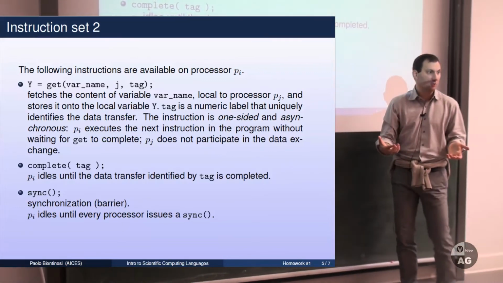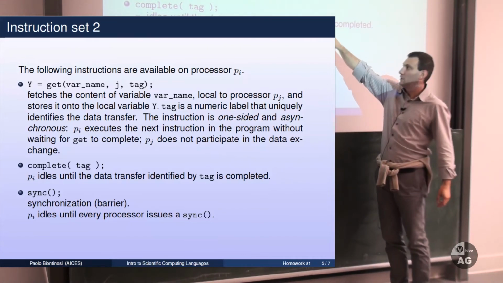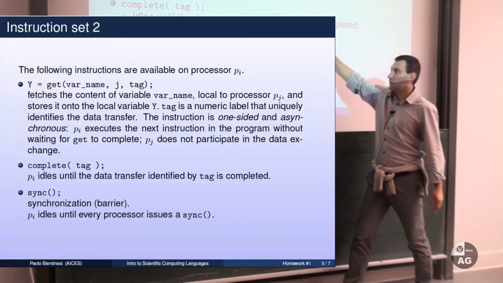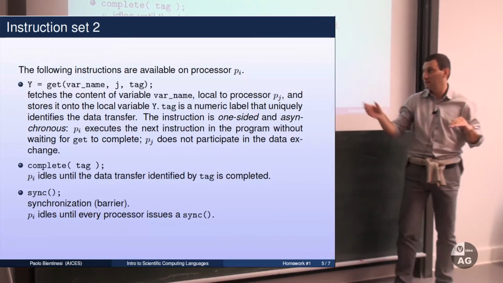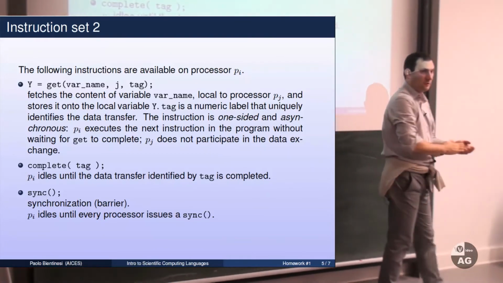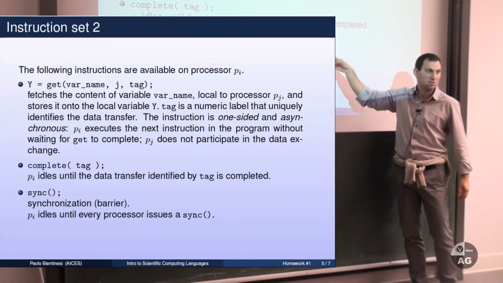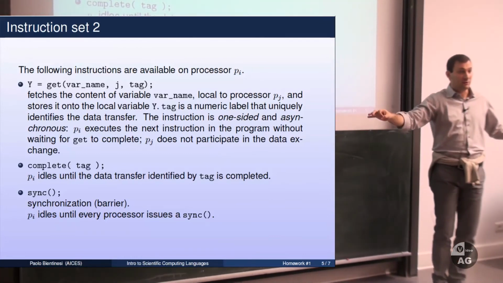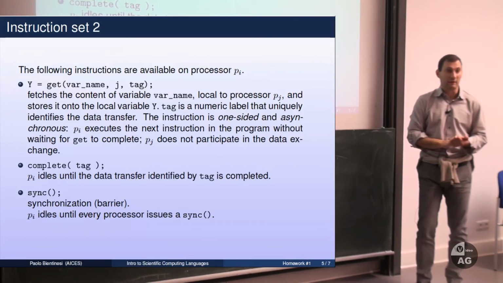So how do you know when the communication has actually completed? Well, with the complete statement. The complete is synchronous, is blocking. When you say complete on this number, okay, the program actually stops until the corresponding get of this tag completes. Okay? And then we have, again, a synchronization. Synchronization here is the same as before. So now we are on the complete opposite end of the spectrum. Two-sided and blocking, and now here is one-sided and non-blocking.